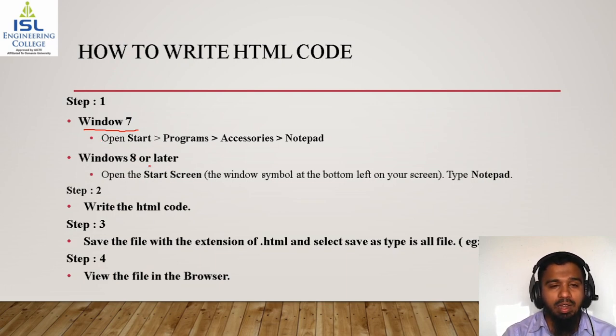First you open the Notepad, then step 2, write the HTML code. Whatever HTML code you have, you need to write it here. Then afterwards, step 3, save the file with the extension .html. Whatever file name you are giving, the extension should be .html, and select save as type all files. Example, index.html, and save type is all files.